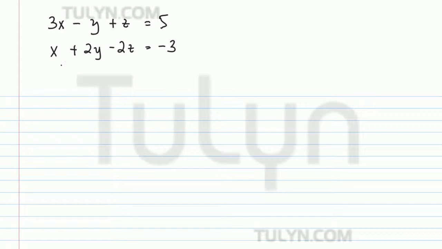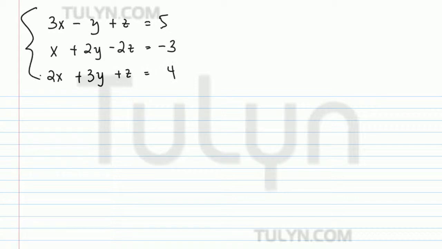So say I want you to use Cramer's rule to solve the system of linear equations in three variables. So we get 3x minus y plus z is equal to 5, x plus 2y minus 2z is equal to negative 3, and then the last equation is 2x plus 3y plus z is equal to 4.